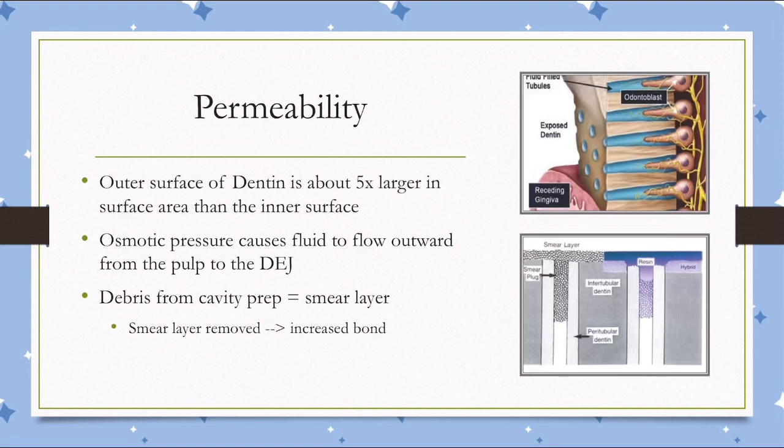Now, osmotic pressure causes fluid to flow outward from the pulp to the DEJ. And when you do a filling, fluid can be seen on the surface of newly cut dentin due to this osmotic pressure. Then bacteria has to actually fight against all of this pressure to reach the pulp. There's also something called a smear layer. This forms from cavity prep, and when the smear layer is removed, it actually increases the bond strength to dentin.